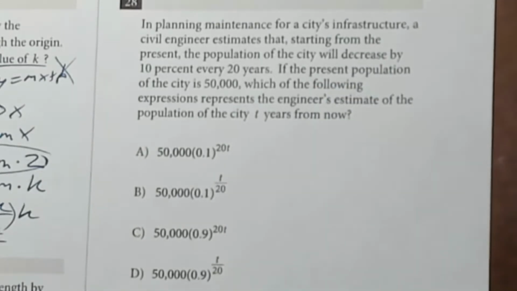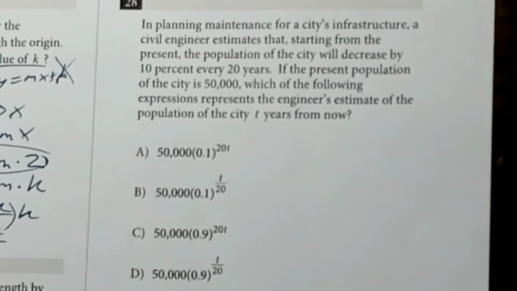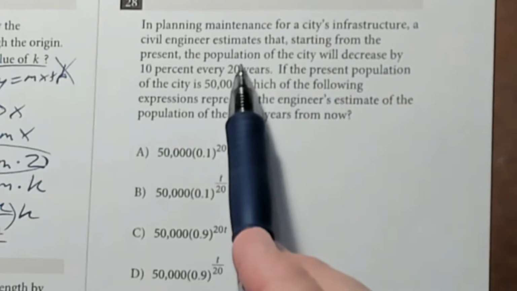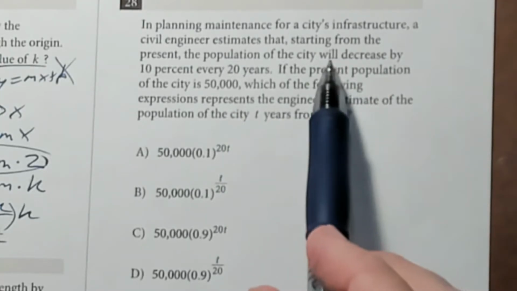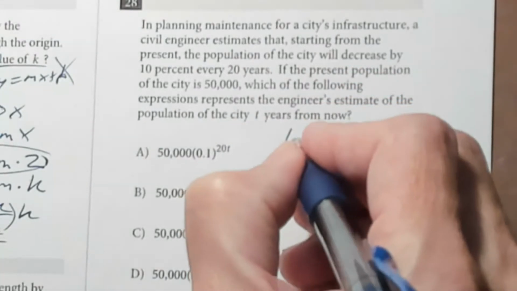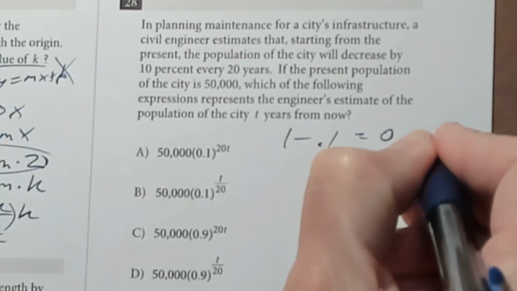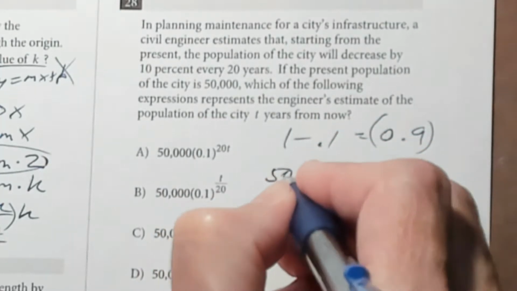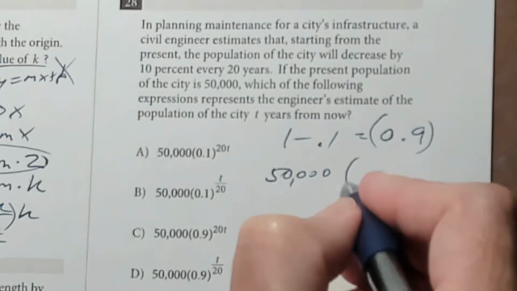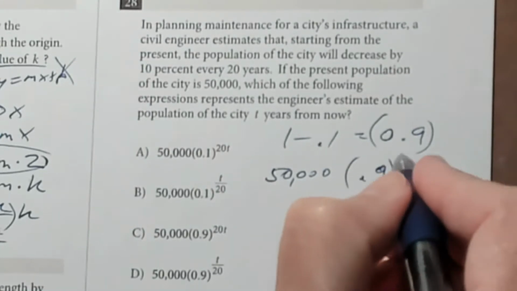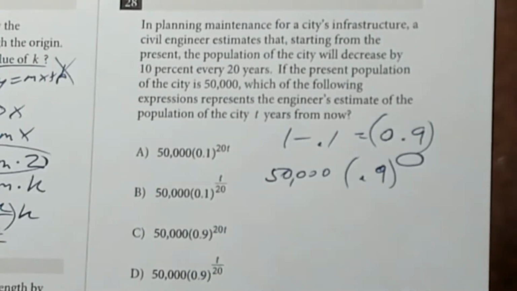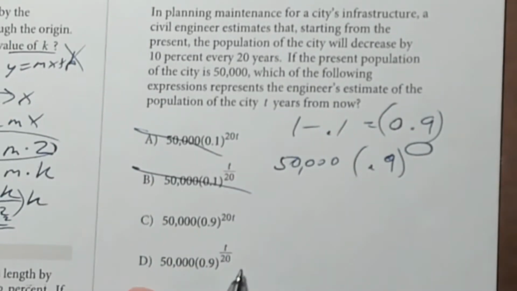So the city's infrastructure, what is that? Infrastructure is building up roads, bridges, streets, things. Engineers, starting from right now, the population of the city will decrease 10%. Well, decrease is 1 minus 0.1, which is 0.9. So that's going to be our factor, okay? If the present population is 50,000, we're starting at 50,000. We know we're going to be at 0.9, and then there's going to be something in the exponent. When I look at these answers, these two don't have a 0.9, so they're obviously wrong. So it's got to be one of these two.